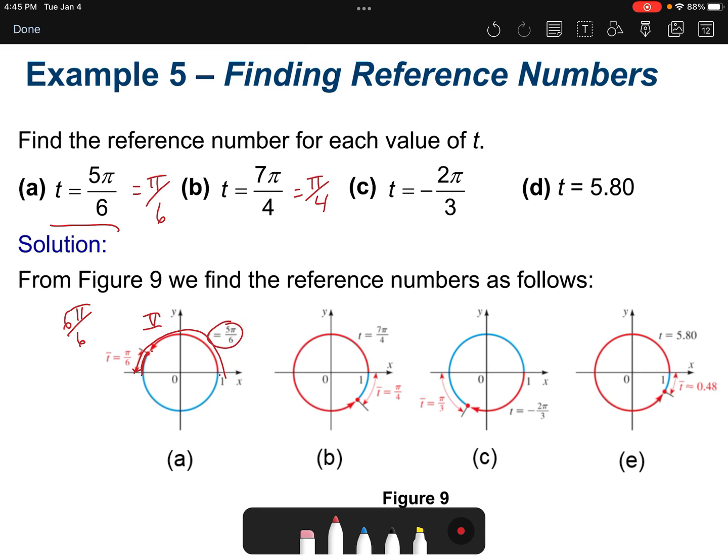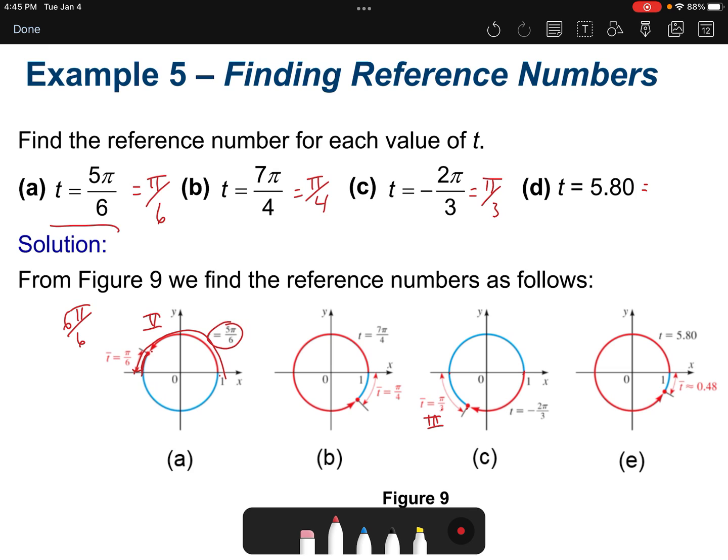Or the same reference number is what I'm trying to say. It's just going to be whether x or y is positive or negative. Negative 2 pi over 3, okay, we're going to go to here. Well, we're in the third quadrant. So 3 pi over 3 to get halfway across, so that's going to be pi over 3. And we always take the positive part of it.